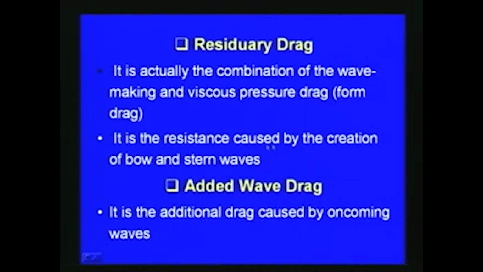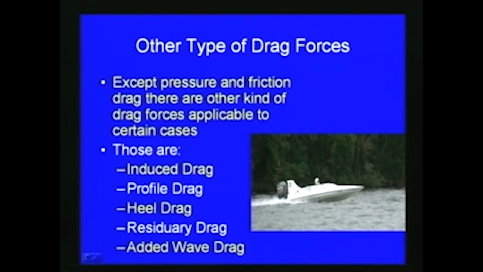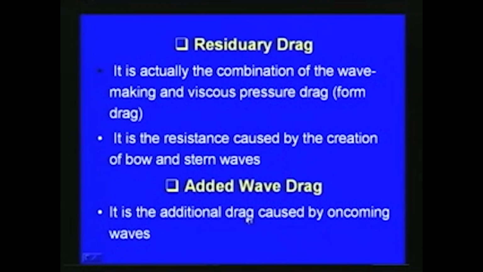This is the resistance caused by the creation of bow and stern waves, as you can see here in this figure. So when this boat is moving, how it behaves and how the waves are coming. With respect to the drag formation, that drag is called residuary drag. And then added wave drag, this is the additional drag caused by the oncoming waves.